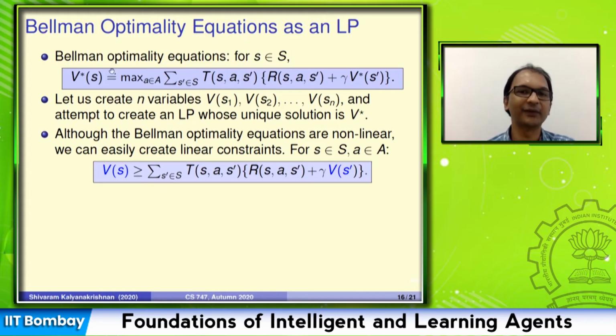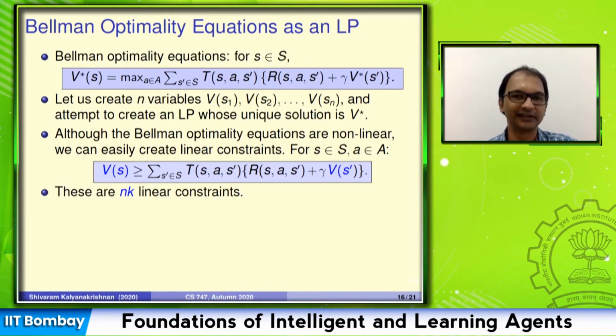Okay, so here we had a single equal to for every state S, right? So we are translating that into a set of greater than or equal to's, and there's going to be one such line for each state S and each action A. The good thing is these constraints are now linear. That was the whole point of putting in the greater than or equal to here. But then there are nk of them. There were n nonlinear equations, there are nk linear constraints.